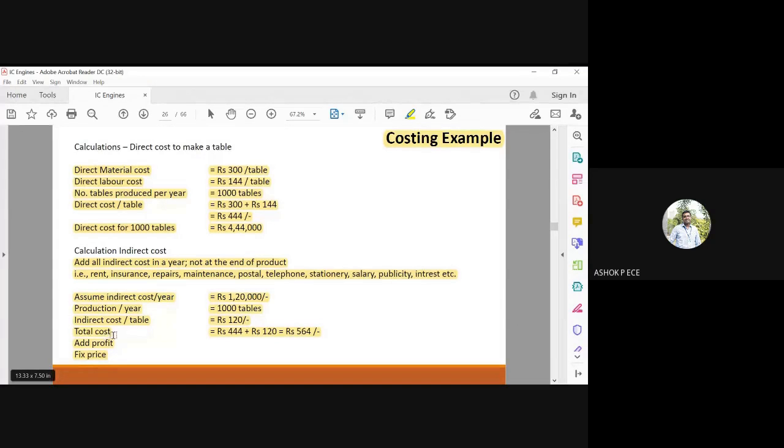So the total cost is going to be 444 plus 120, which is 564. So add the profit and fix your price. Profit you cannot add so much, because if the product is very costly, nobody will be buying the product, right? So they will be fixing the profit margin relatively less initially. Then as the sales pick up, they will increase the product cost. So this is a simple example of how costing is done, calculation of direct cost and indirect cost on producing a table.